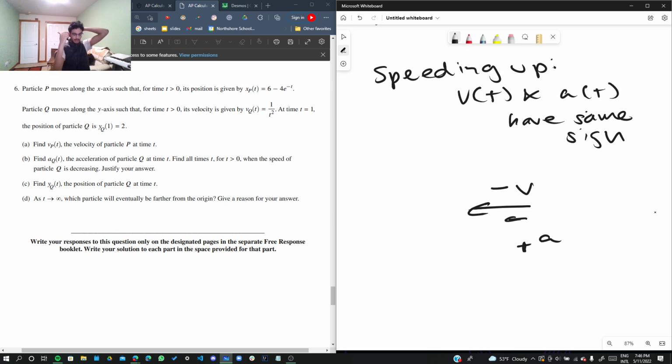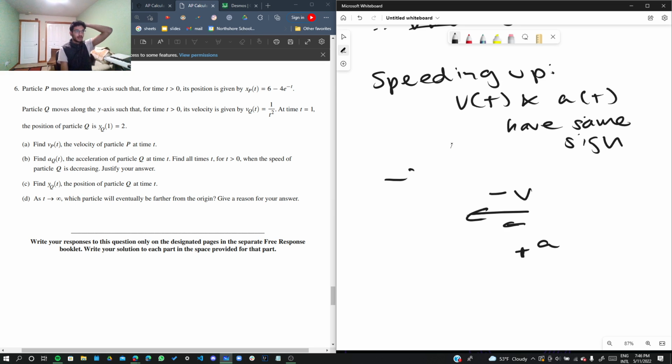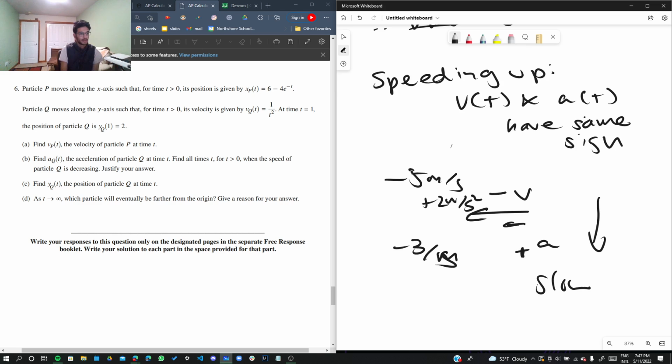But let's say you go from -5 meters per second, and you have a positive acceleration of 2 meters per second squared, and 1 second later you're at -3 meters per second. You're still going to the left, but you're decreasing your speed, right? So you're decreasing your speed, but you have opposite signs, and you can do the same thing in reverse. If it's speeding up, then they have the same sign, but if it's slowing down, then v of t and a of t have opposite signs.